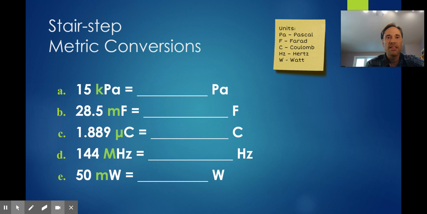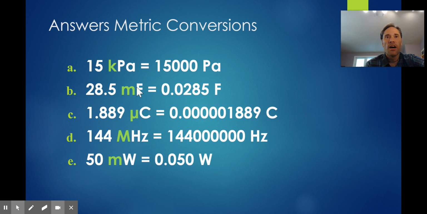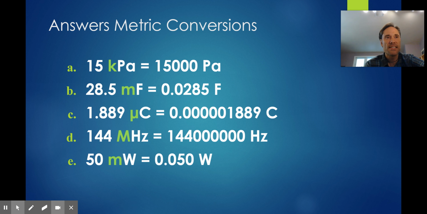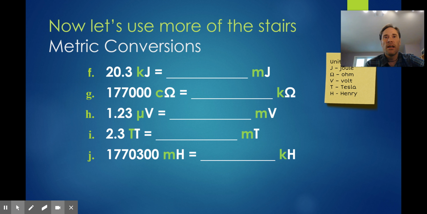All right, let's take a look at the answers. So here they are. Once again, I'm not going to read all of them. You can check them for yourself, but 15 kilopascals is 15,000 pascals, and so on. Again, this is micro, mega, milli as we go. All right, let's take a look at the last set of problems and see how you've done.